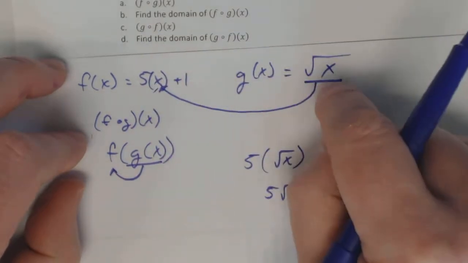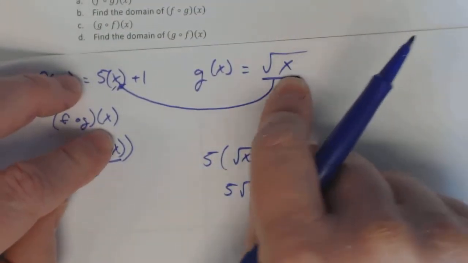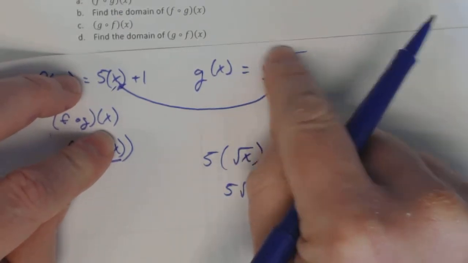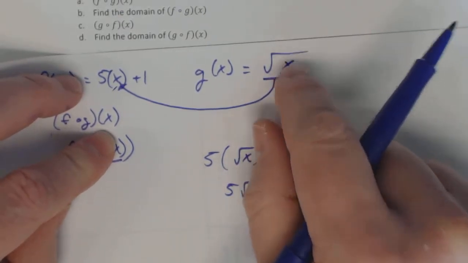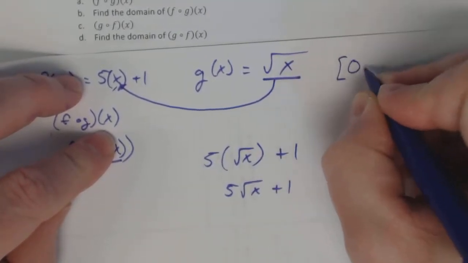Okay. Now, what values can g of x handle? What's the domain of g of x? Well, it can't accept negative values. If you take the square root of a negative value, then you're going to get a non-real answer. So the domain of just square root of x is 0 to infinity.